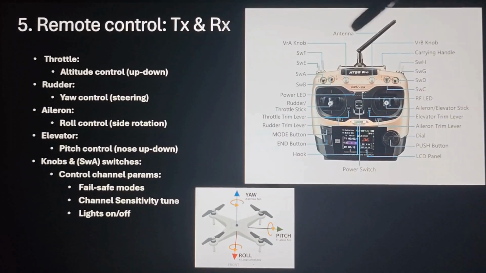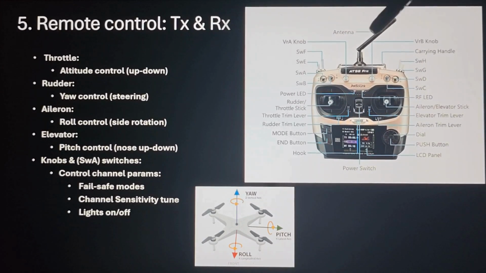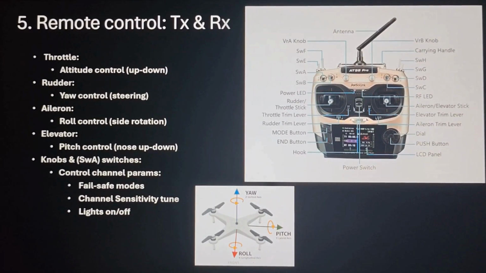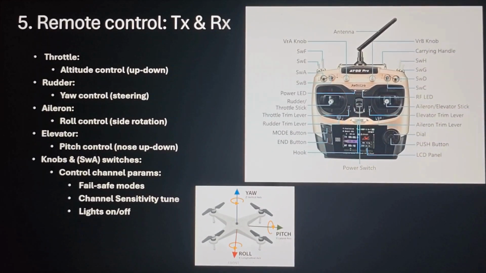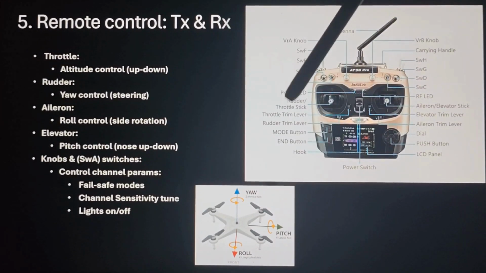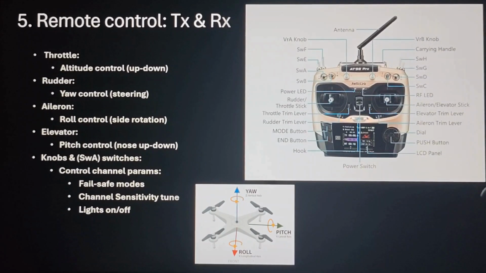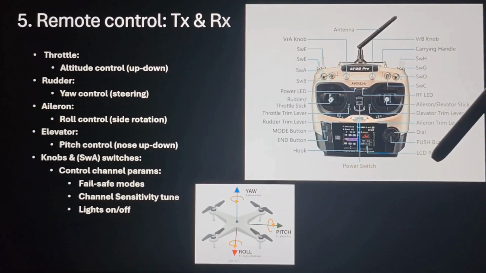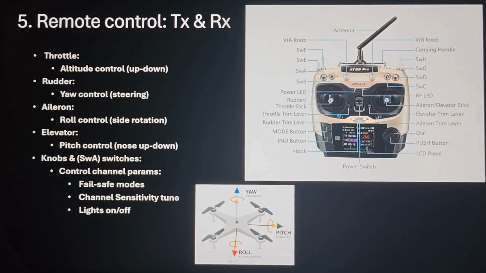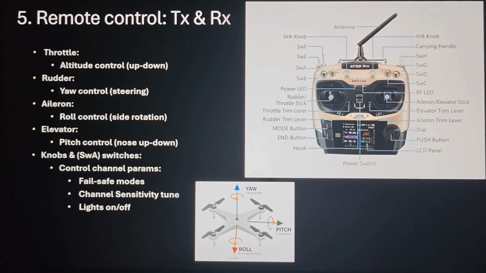And this remote control also includes various switches and knobs. These switches and knobs are used for various mode settings, and also the channel sensitivity settings, and also the drone will have lights to recognize the front and back parts of the drone. These lights can also be controlled using the remote control. This remote control will have a power button and also an LCD panel where it shows the various parameters of the channels and the status of the remote control unit. It has an antenna unit. Using this, it communicates with the flight controller.